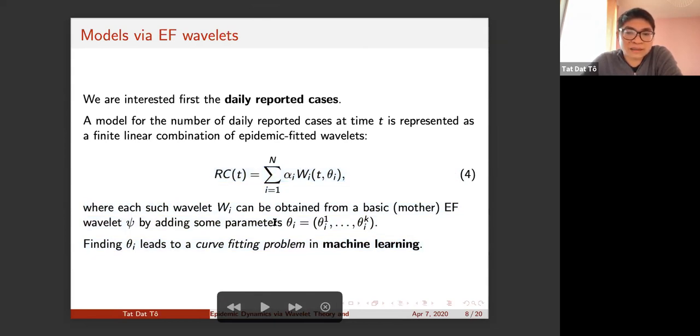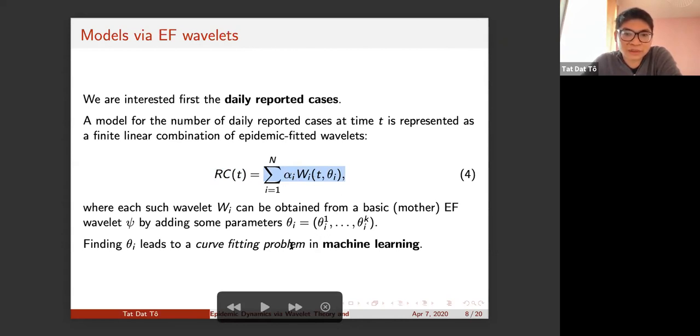we must find the parameter theta such that the curve of reported cases is close to this sum, right? So this problem of finding parameter theta i is exactly a problem in machine learning, the so-called curve fitting problem. You have the curve of reported cases, so you must fit these functions in order to find theta i such that the original curve will be close to the sum of other curves, the linear combination of other curves.